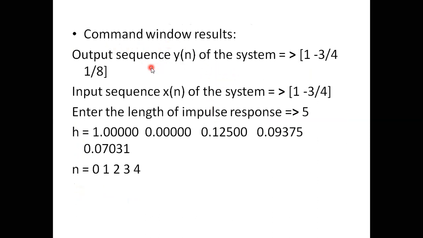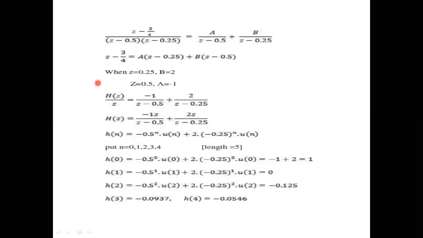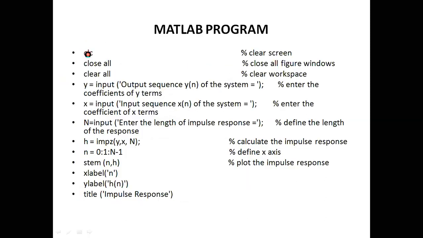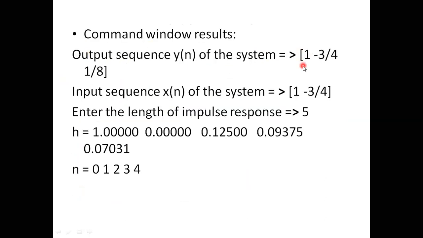When you run this program in the command window, it will ask you for the output sequence of the system. You need to enter these values. Clear? From where did I get these values? From the difference equation. The coefficient of y of n is 1, the coefficient of y of n minus 1 is minus 3 by 4, and the coefficient of y of n minus 2 is 1 by 8. This output sequence you need to enter in the command window. How to enter? In a square bracket with spacing. Clear? Don't put commas here.